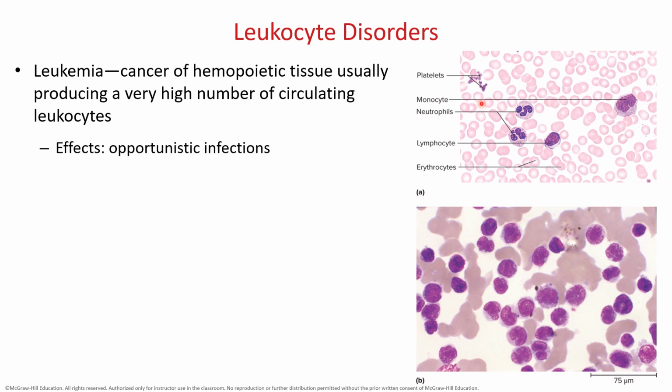Here's a more normal blood slide, and then here is a blood slide of leukemia, and you just have a ton of these white blood cells, but they're very immature, so they're not prepared to fight infections, which is a problem. Especially, these patients are going to be very prone to opportunistic infections or any infections.